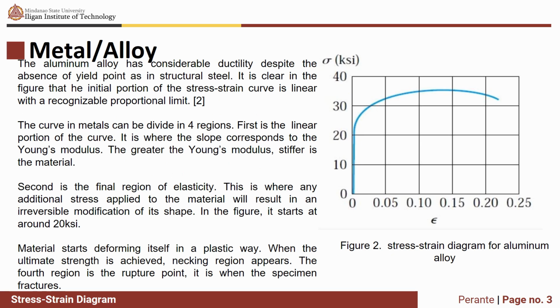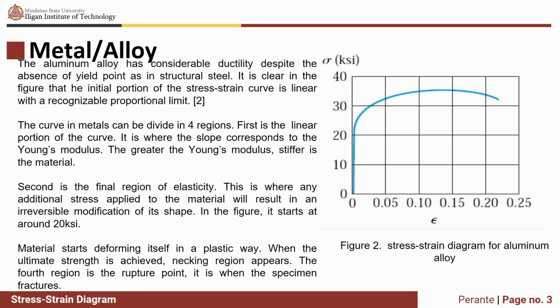Next is the region of elasticity. From the figure, it starts at around 20 kilopounds per square inch. As you can see, it is where the linear behavior of the stress strain diagram starts to show a curve behavior.